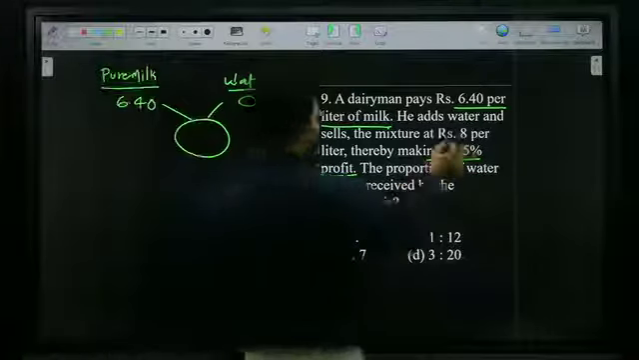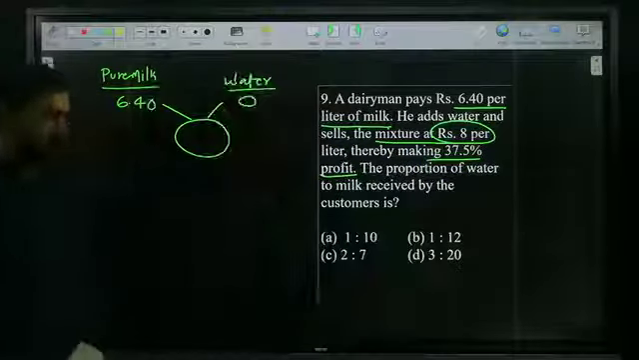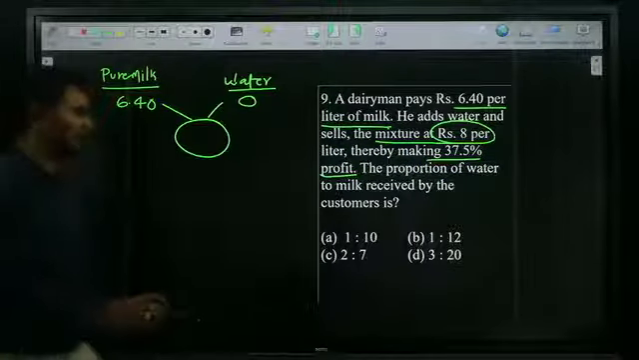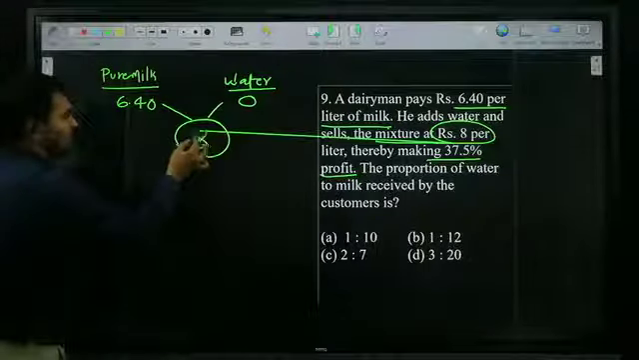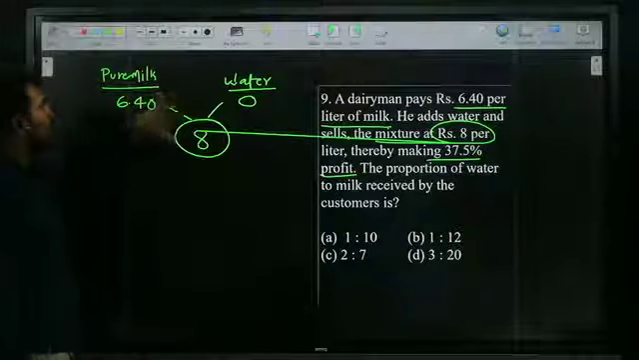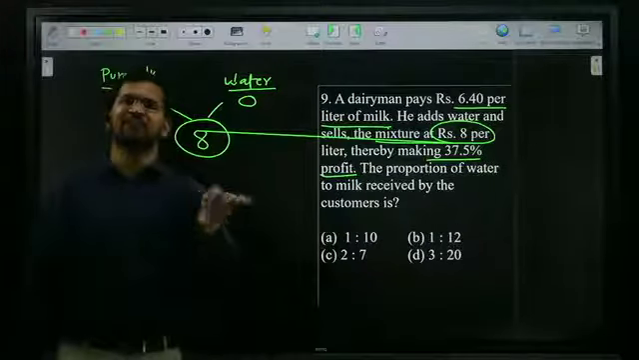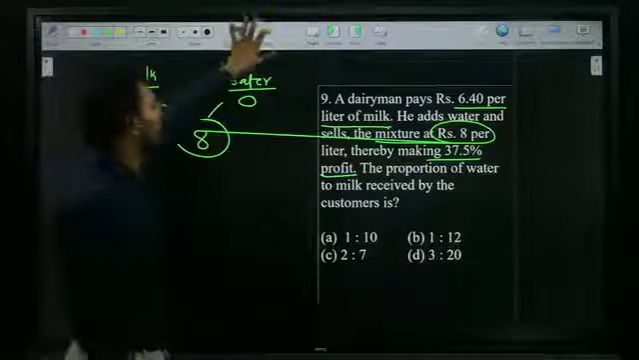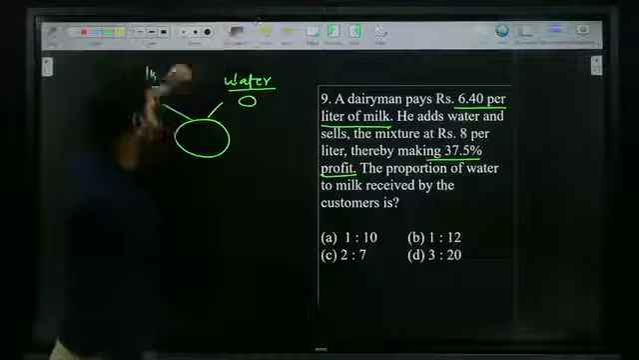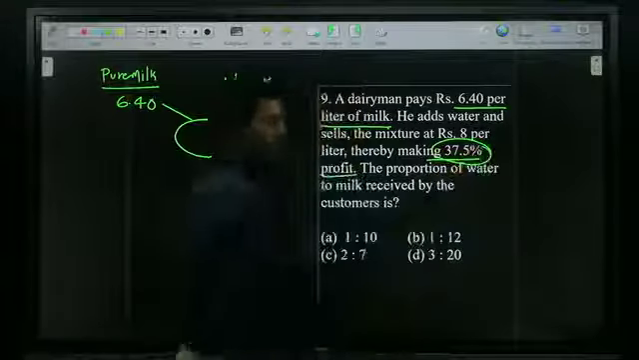So we need the mixture cost price. The selling price they have given is 8 rupees, the mixture selling price. If you put 8 here, it's not possible because the average is always in between these two. So 8 is not the cost price, 8 is the selling price. That is the reason. First of all, you have to calculate the mixture cost price. He is getting 37.5% profit.